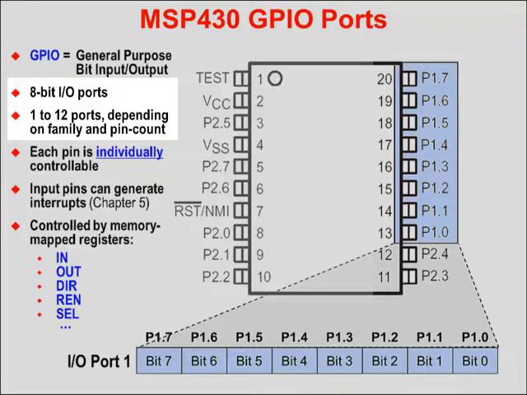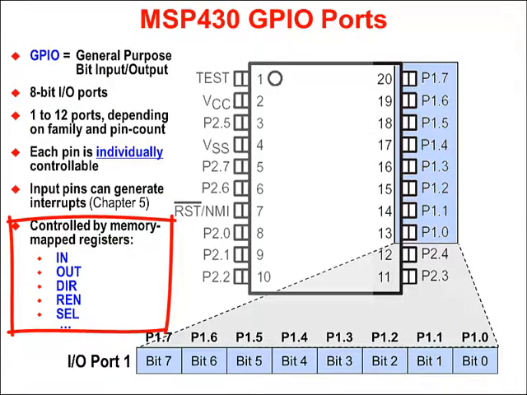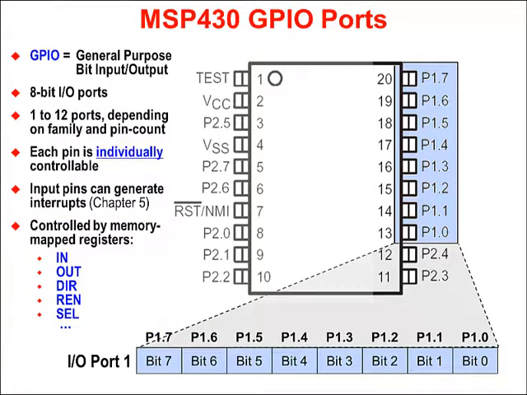So we've got, like I said, anywhere from 1 to 12 of those. On those I/O ports, each pin is individually controllable. I can make it be an input or an output. In fact, the pins, if they're set up as inputs, can also generate interrupts to the CPU. We're not going to talk about that in this chapter, as we covered that in chapter 5, but it is something to keep in mind and can be very handy. And then there's a number of registers that allow us to control these GPIO ports. Input, output, direction. We're going to be looking at those as we go along through this chapter.